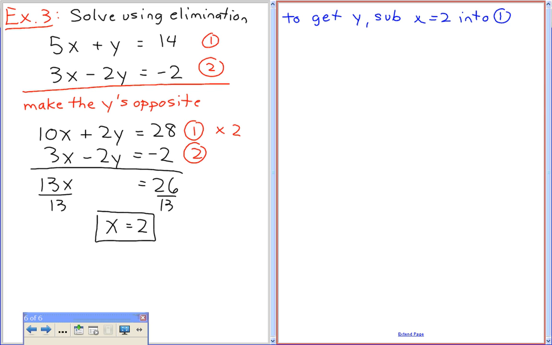Because it's all positive. Yeah. And there's a plain y, right? You could have subbed into this one, but then there's negatives you have to divide. You can still do it. Very good. Okay, so it's going to be 5 times 2. You can sub into this one too, just the numbers are bigger then, right? 5 times 2 plus y equals 14.